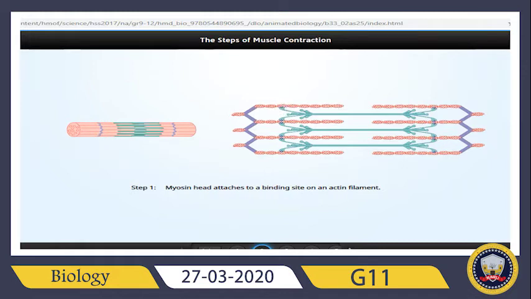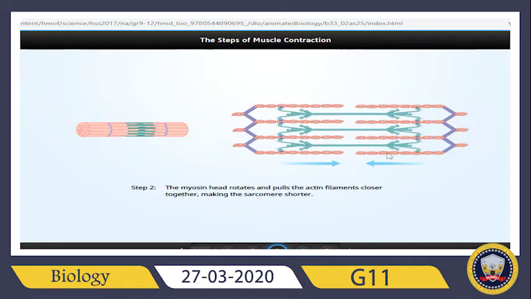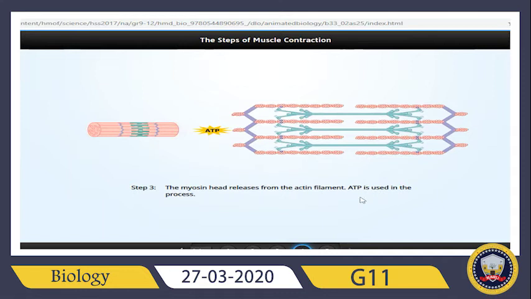Okay? So what will happen is, during contraction, the myosin will rotate, pulling the actin filaments closer together toward the M line. Okay? The center. And the sarcomere will become shorter and shorter. Good? Now, the head releases from the actin filament, and ATP is used in the process. So a lot of ATP, guys, will be used in this process.